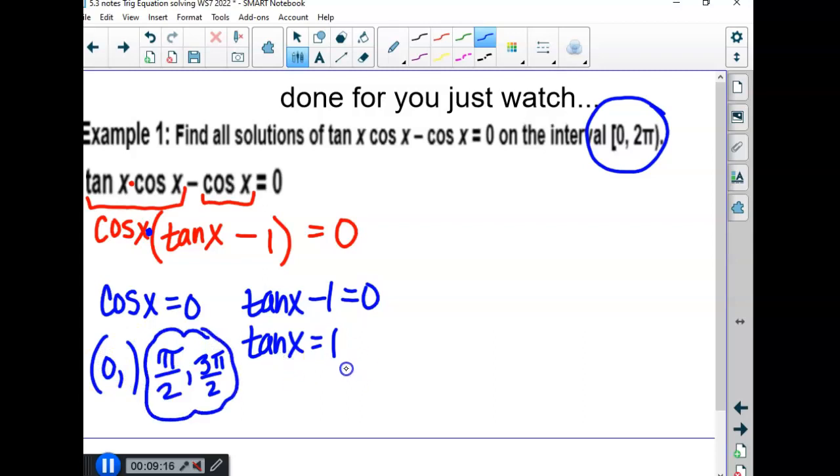All right, where is the tangent 1? Remember, tangent is tricky. It's not on our unit circle. Anybody know where the tangent would be 1? It's when the x's are the same, right? So if you put square root of 2 over square root of 2, y over x would be 1. So where does that happen? Where's that ordered pair, guys? Pi over 4.